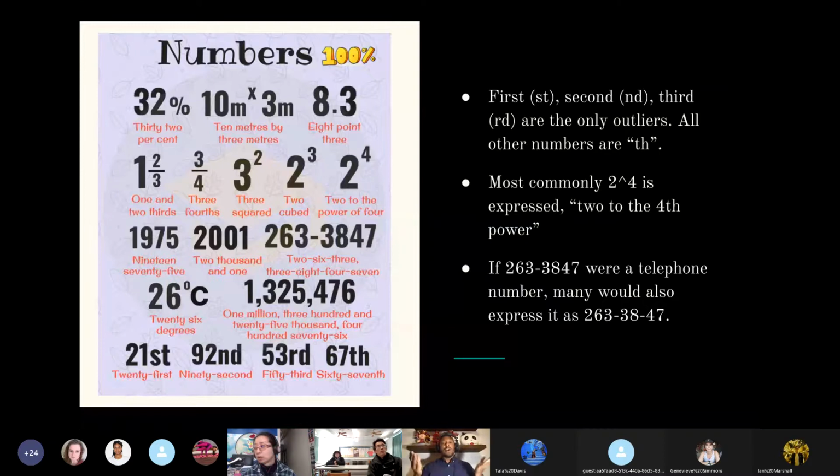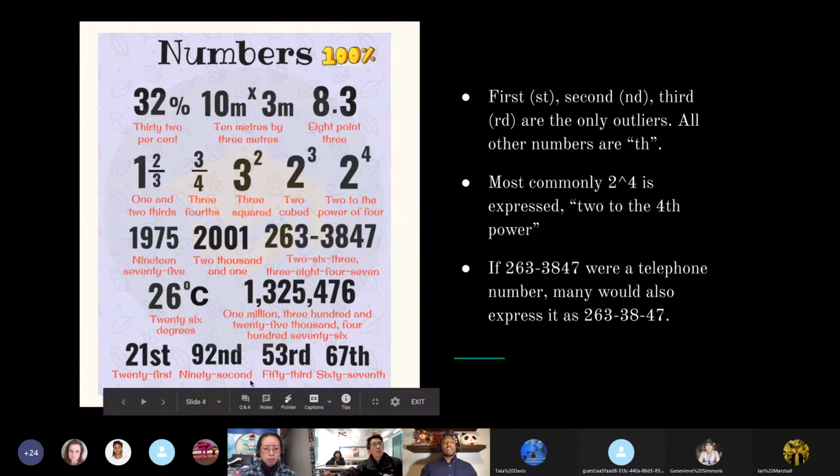Next here, we have what appears to be like a phone number. So 263-3847. Below we have degrees, so 26 degrees. And you can denote the C for Celsius or an F for Fahrenheit, depending on what temperature you're using. Next, just a big number broken down, so I won't spend too much time there. And lastly, the last line of this here, just how we talk about our ordinal numbers.